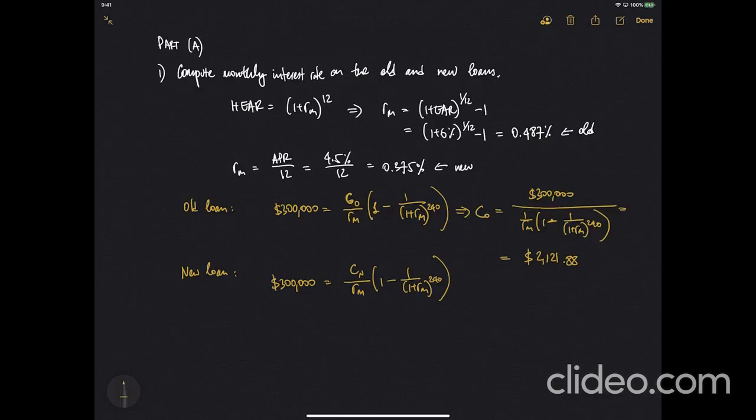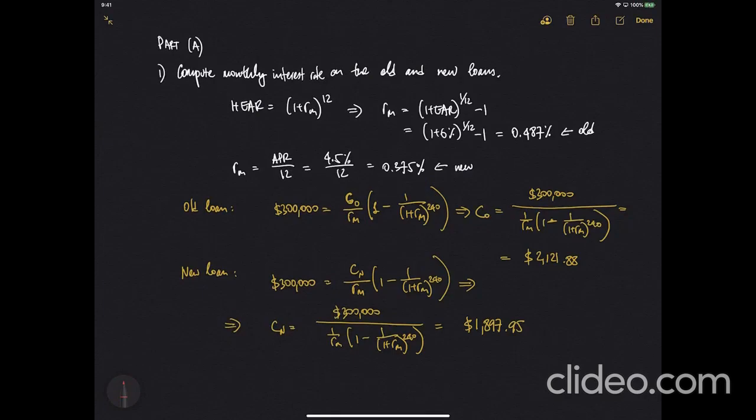So now this RM is the interest rate on the new loan, and I can find CN similarly by just inverting this equation. So CN is going to equal $300,000 divided by 1 divided by RM, times 1 minus 1 over 1 plus RM raised to the power 240. And so if we plug in RM that equals 0.375%, we're going to get the monthly payment on this loan of $1,897.95.